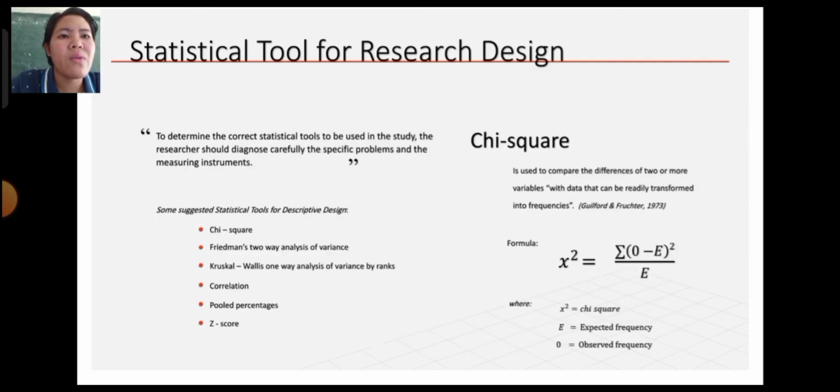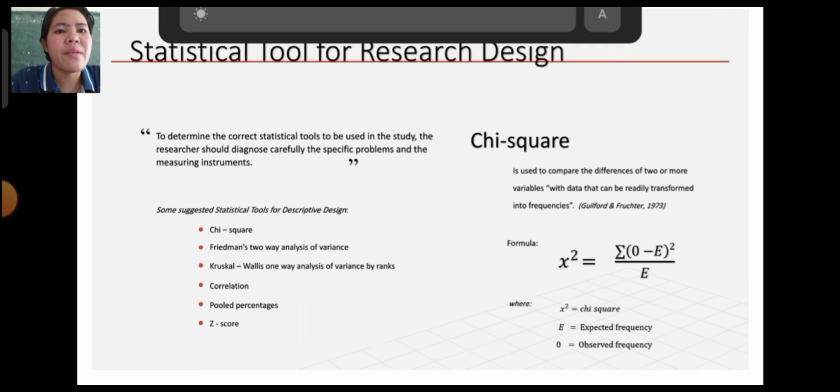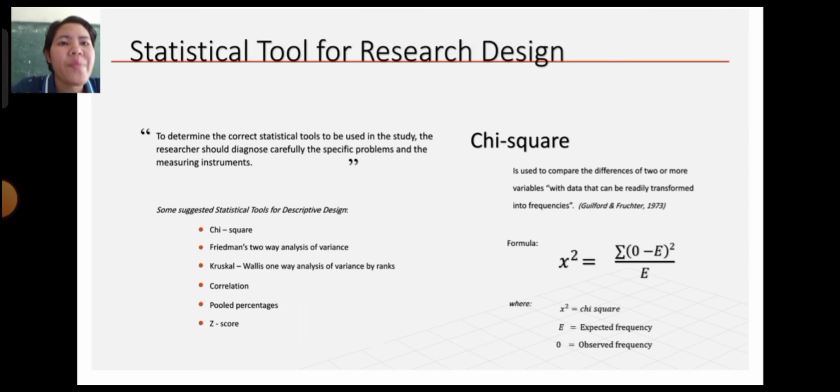Okay, statistical tools for research design. To determine the correct statistical tools to be used in the study, the researcher should carefully diagnose the specific problems and the measuring instruments. Some suggested statistical tools for descriptive design are the chi-square, Friedman's two-way analysis of variance, Kruskal-Wallis one-way analysis of variance by ranks, correlation, pooled percentages, and z-score.